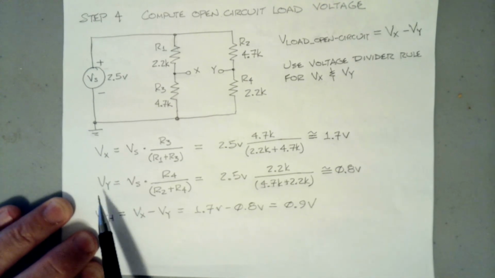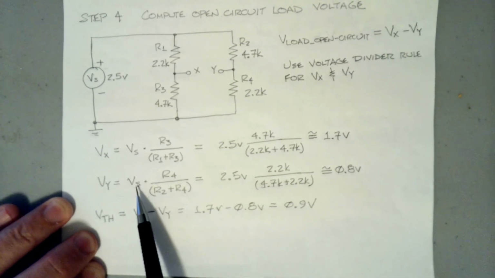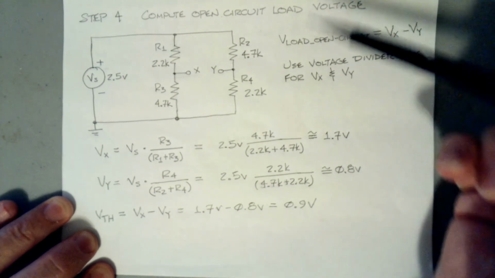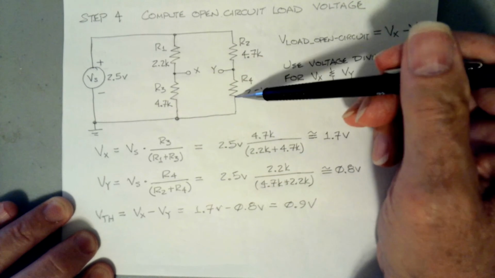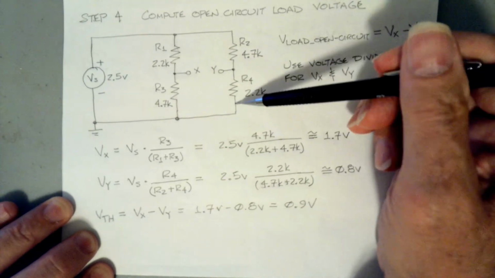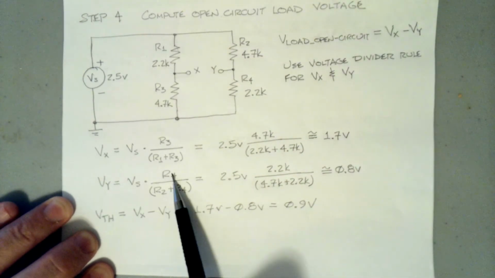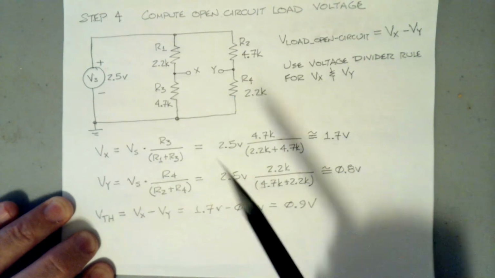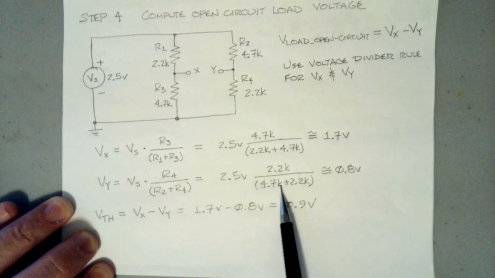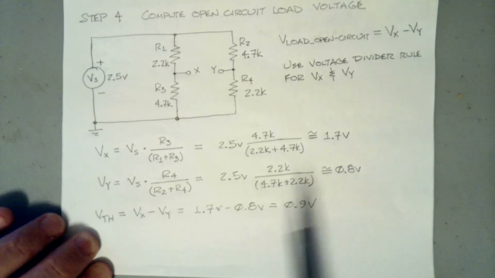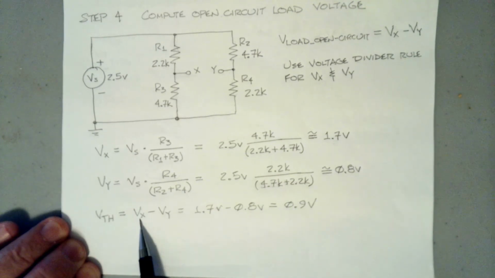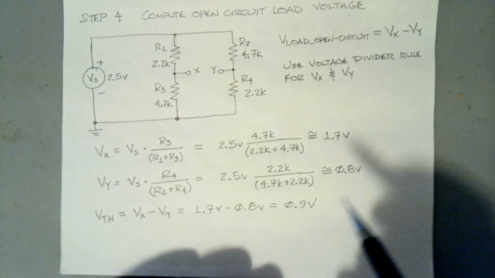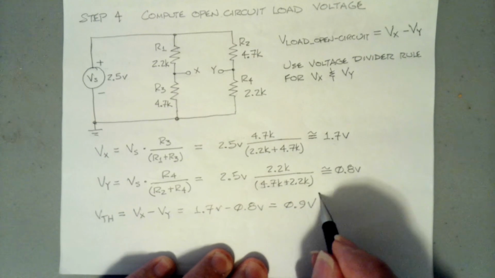I do the same thing with Vy. Vs divided by R2 plus R4 is the current going down this leg. I multiply that by R4 and I get the voltage from Y to ground. And so once again I do that, I get 0.8 volts, and VTH is equal to Vx minus Vy, and I get 0.9 volts.